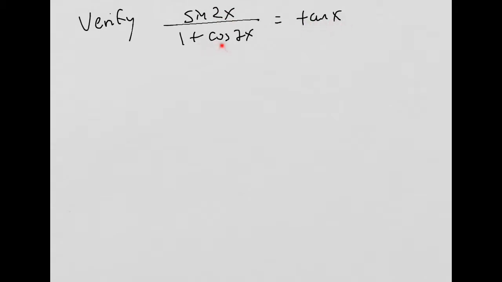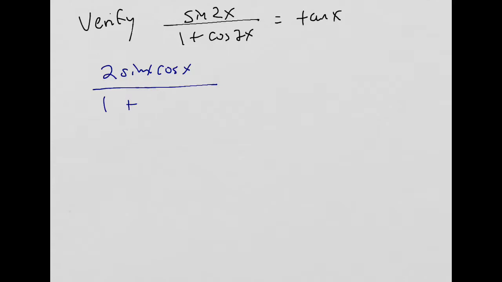Okay, so I'll pick the left side here. It just looks a little bit more complicated. The first thing I notice is the sine of 2x and the cosine of 2x. Remember, this is a double angle formula. For sine, there's only one double angle formula. For sine of 2x, we know that is equal to 2 sine of x times the cosine of x.